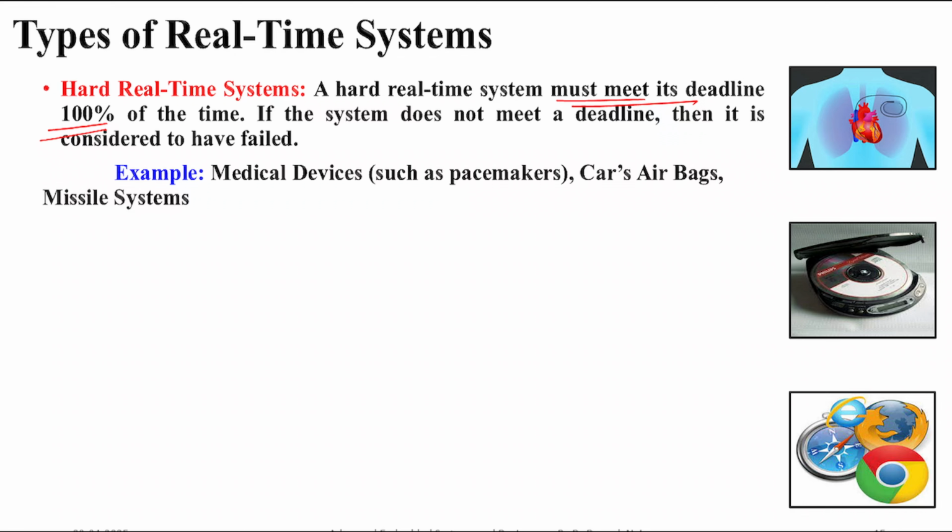For example, if we are talking about medical devices such as pacemaker or car's airbag or missile system, we cannot miss even a single deadline in such instruments, because that will be totally catastrophic and may be fatal. So we shall avoid any delay in such system, and those systems are called hard real time systems.